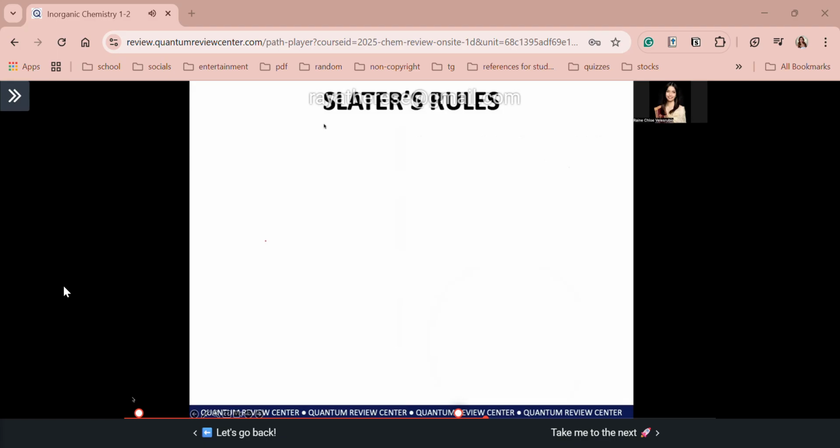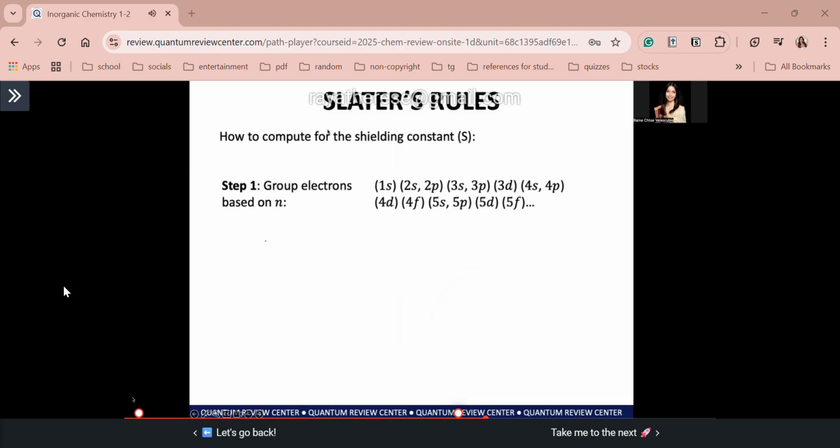So, how do we compute for the shielding constant S? Step 1, we group the electrons based on n, or increasing energy. So guys, recall your electron configuration lesson, okay? So we just group them based on n: 1s, 2s, 2p, 3s, 3p, 3d, ibang group yan guys ha, 4s, 4p, 4d, 4f, 5s, 5p, 5d, and 5f. So remember nyo lang guys, ang s and p groupmate sila lagi, pero yung d, yung f, naka-individual sila, okay?